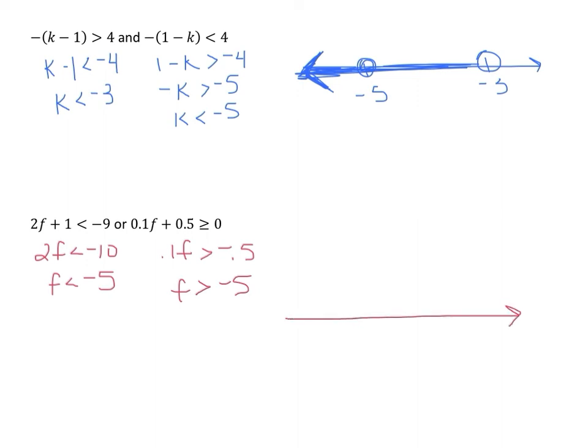When we graph it, we have negative 5. Now, I need f to be greater than negative 5 or less than negative 5. But it can't be equal to negative 5. Oh, looks like it can because that's less than or equal to. So here we would have all real numbers.